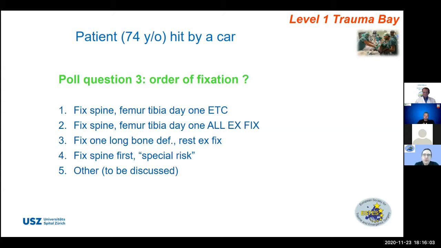So would you go for early total care with fixation of the spine, femur and tibia on the first day? Would you fix the spine, the femur and the tibia all with external fixators? Would you decide to fix one long bone definitively and externally fix the rest? Would you fix the spine first, or would you do something else?